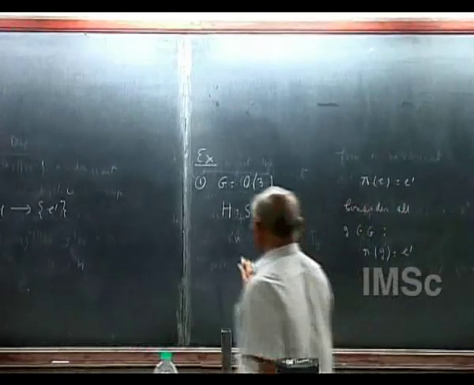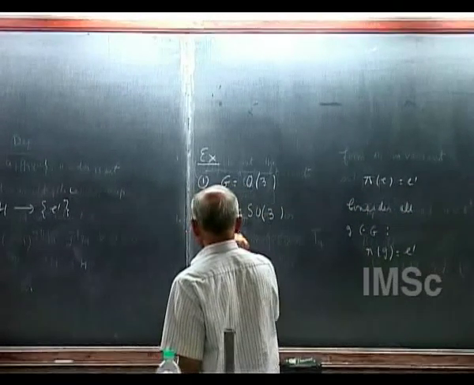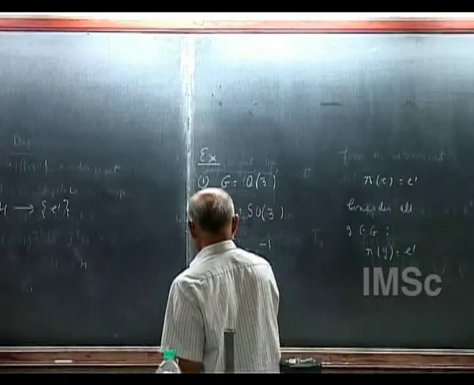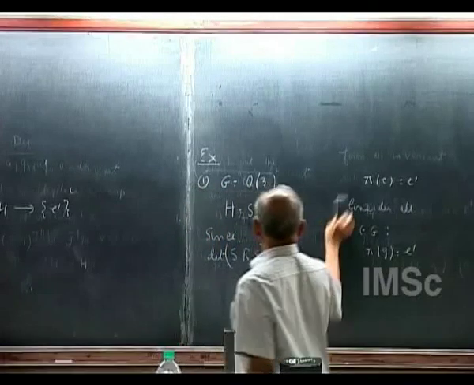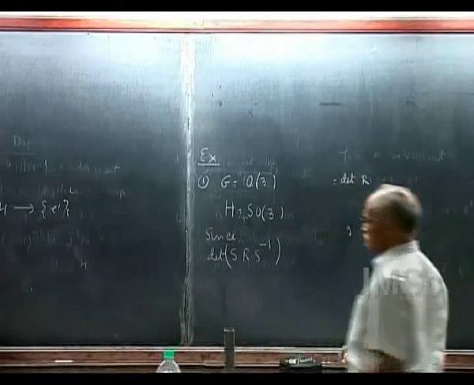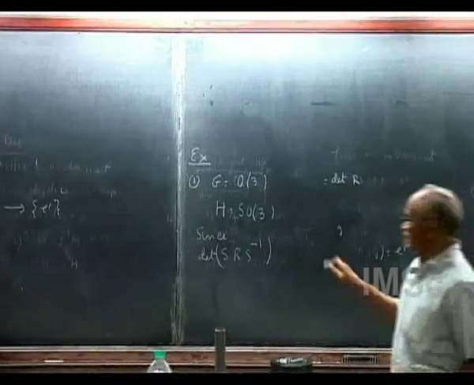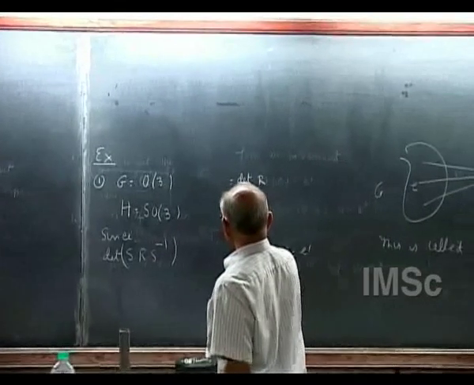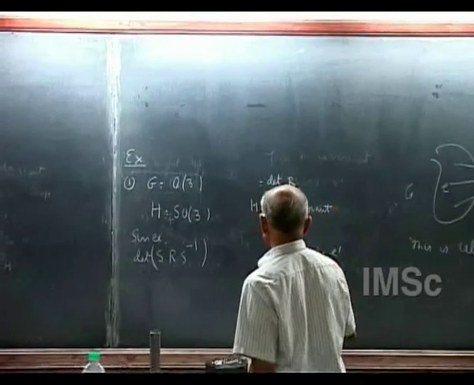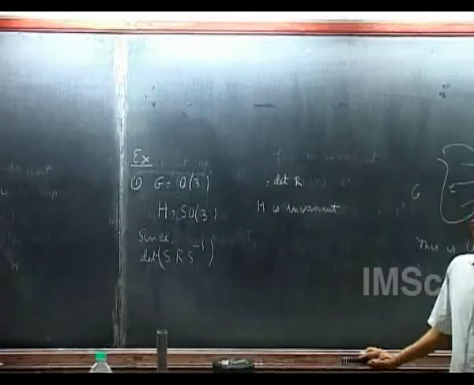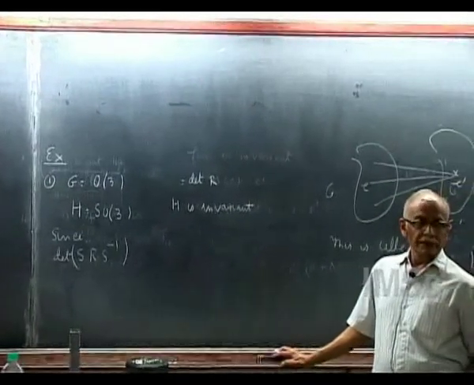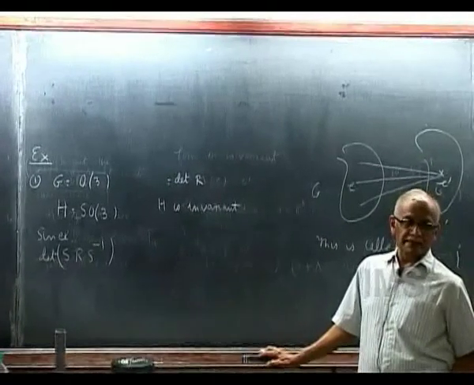And since, let us say, S R S inverse has determinant equal to the determinant of R, you see that H, SO3, is an invariant subgroup. It's okay. Now we want to find the cosets and their multiplication table.